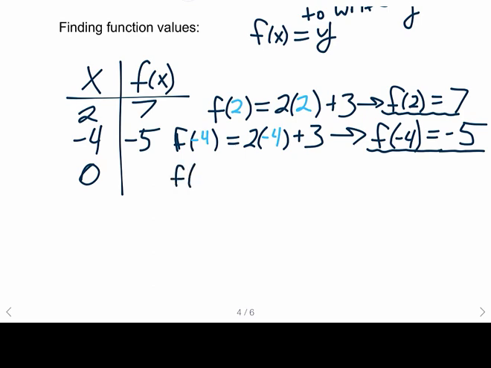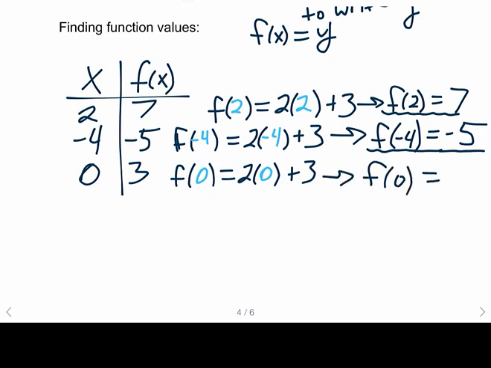Finally, we're going to look at f of 0, and that's going to be 2 times 0 plus 3, again putting 0 in place of the argument, and the answer there is of course going to be 3, and so we can say that f of 0 is equal to 3.